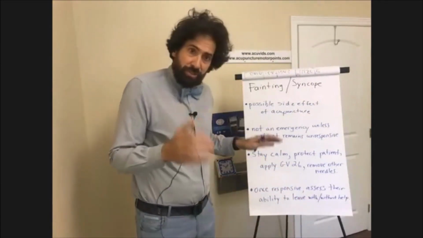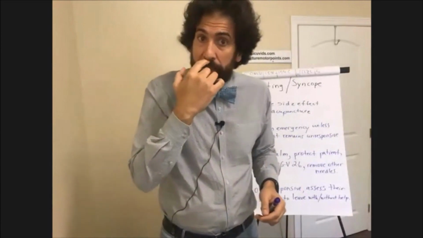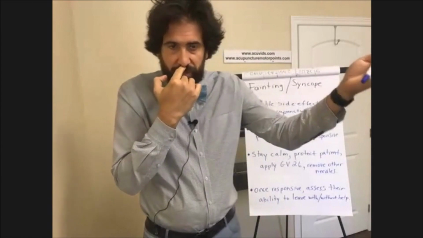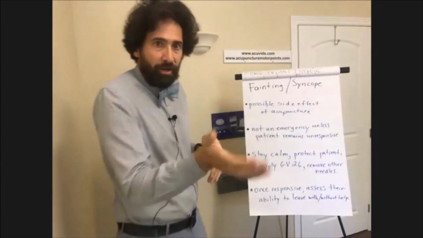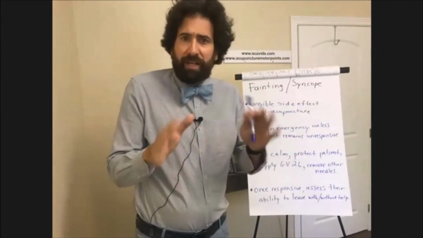But what you do is you stay calm, you protect the patient. If they pass out, you make sure you get them on the table or in a position where they can't hurt themselves. Remove any needles you haven't already and manually apply GV26. It works extremely well. Of course, everyone knows that already. But GV26, put the pressure down for 10, 12, 15 seconds. And as you apply the pressure, they'll start to respond, okay? That's not an emergency.